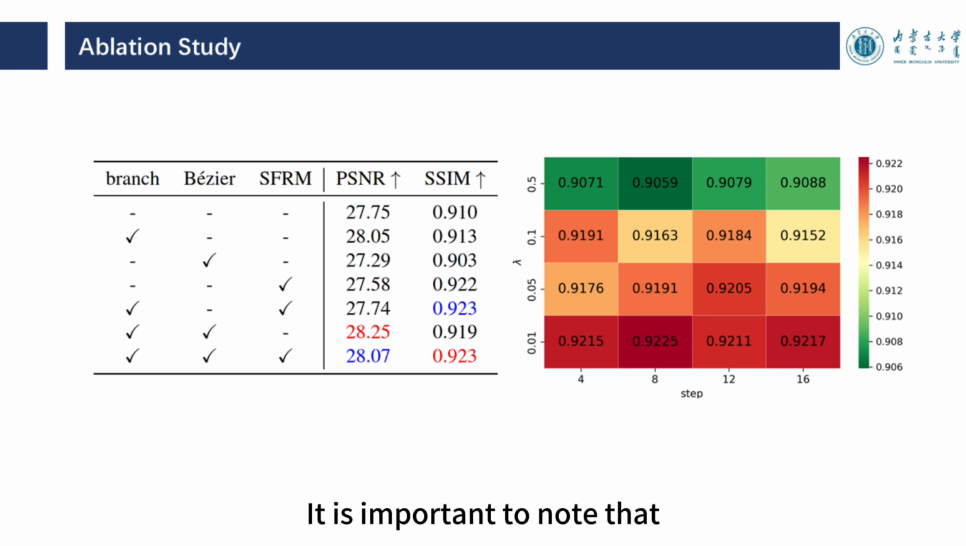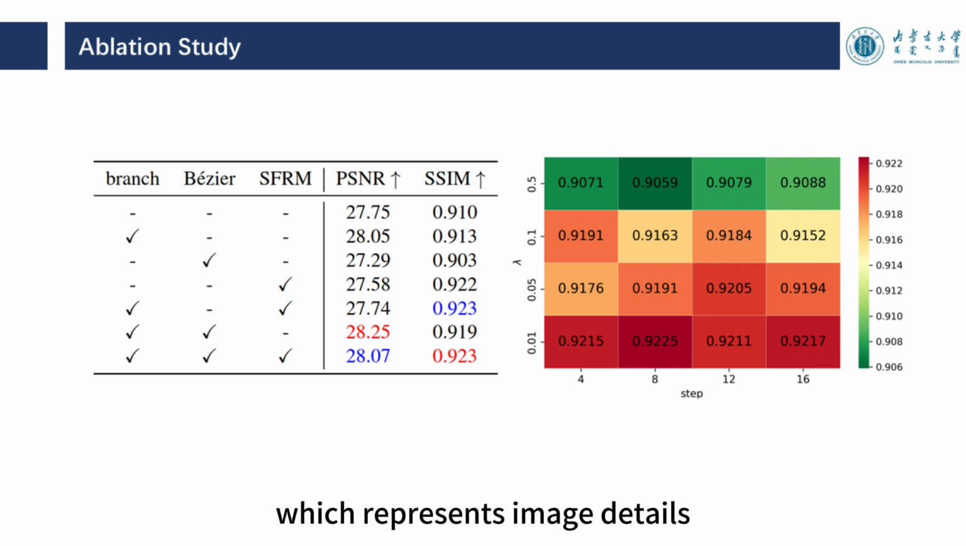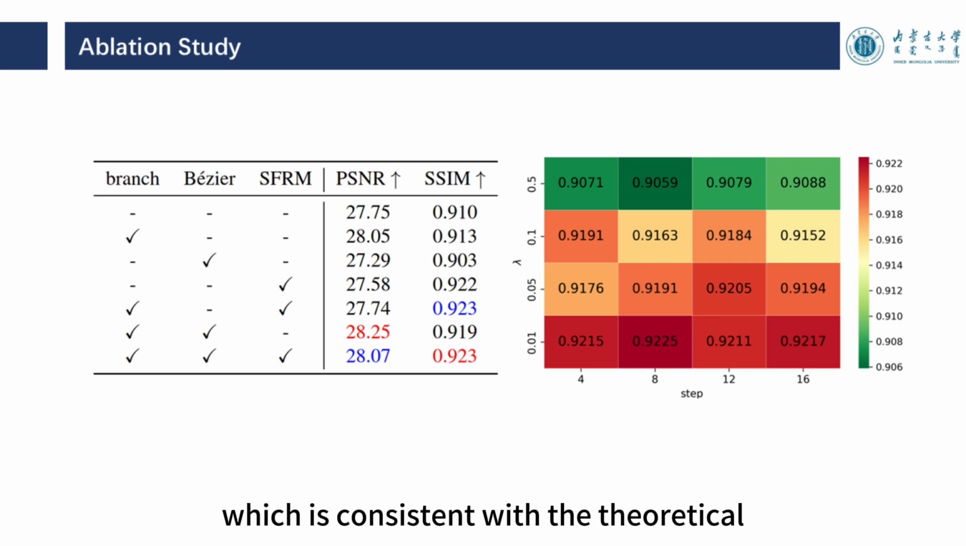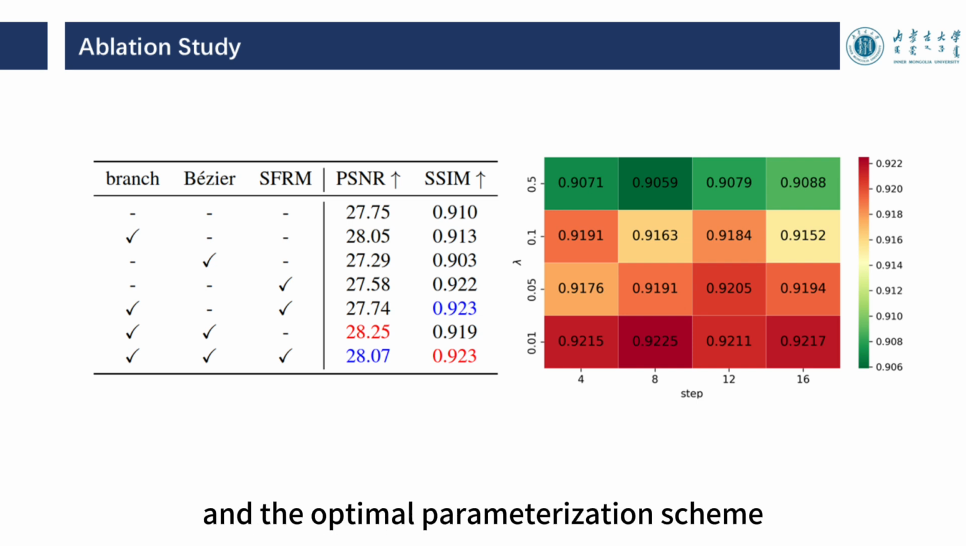It is important to note that, although PSNR experiences some loss when the SFRM is used, the SSIM metric, which represents image details, shows an improvement, which is consistent with the theoretical explanation presented earlier. We tried different loss weights lambda and Bézier surface control points step n on the LOLV1 dataset, and the optimal parameterization scheme was selected through SSIM metrics.